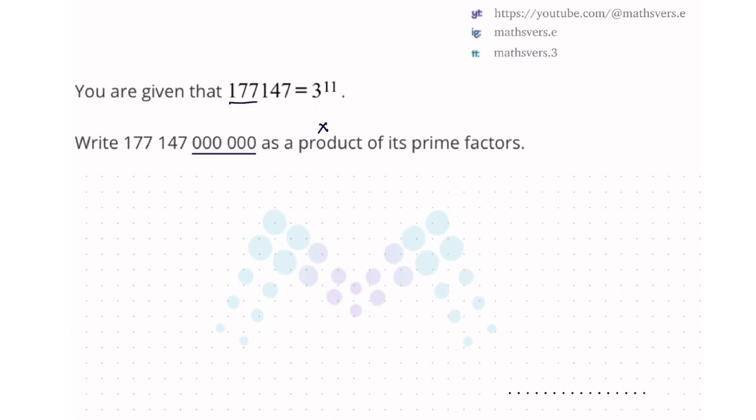We have to use this piece of information that says to me that 177,147 is 3 to the power of 11. So that's already given to us. That has to be part of my answer. And if I compare over here, that means that this part over here is 3 to the power of 11. And what I'm left with is I have to multiply the whole of that number by 1 million, which is 10 to the power of 6.